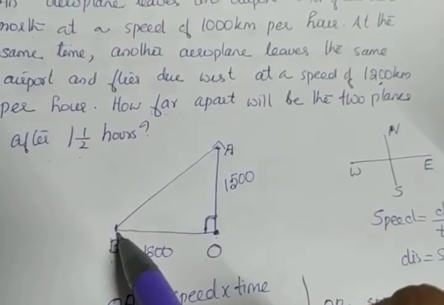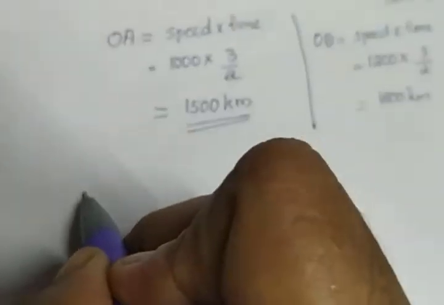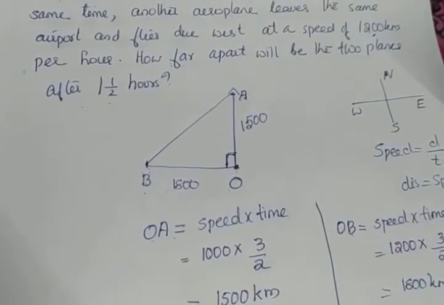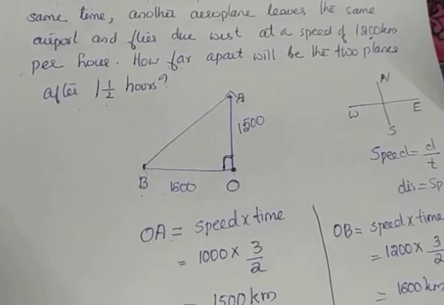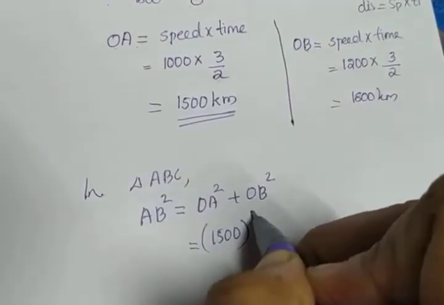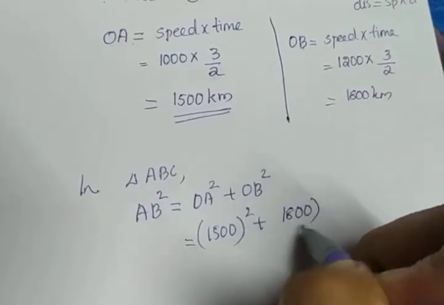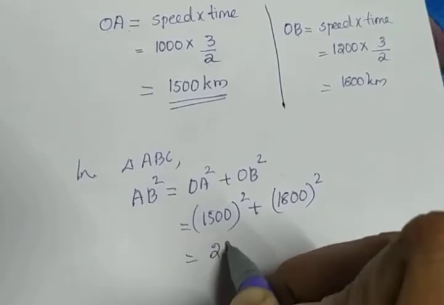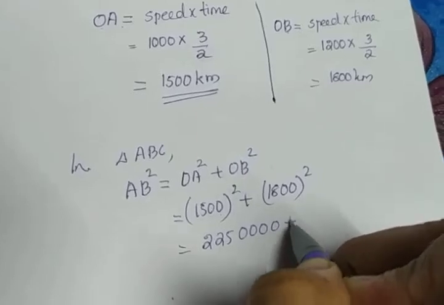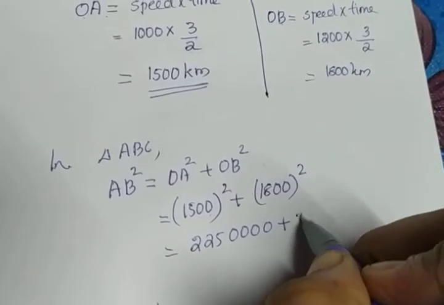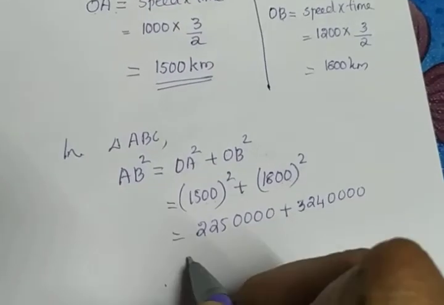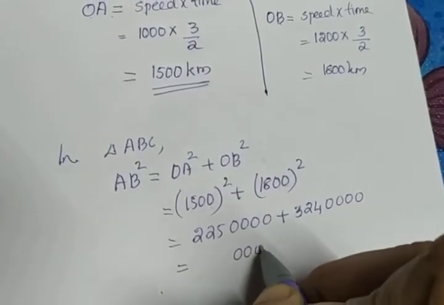So it is now easy to find AB using Pythagoras theorem. So we can apply Pythagoras theorem in triangle AOB. What can we write? AB square is equal to OA square plus OB square. OA square, which is 1500 the whole square, plus OB square is 1800 the whole square. 15 square is 225. 0 is there. Square gives you 4 zeros. Plus 18 square is 324. And there are 2 zeros. So while squaring, we will be getting 4 zeros.